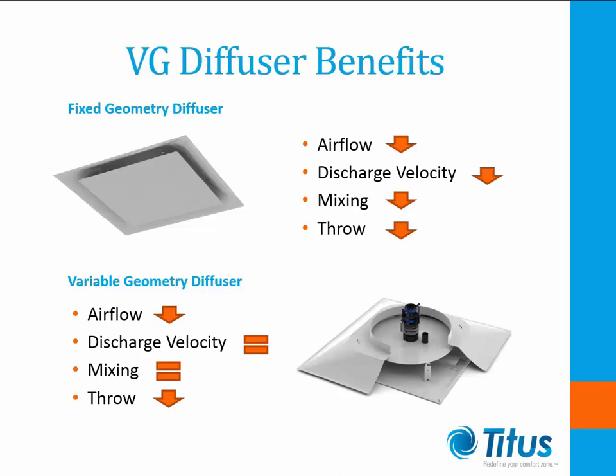When a VAV diffuser is used to decrease the airflow, the discharge velocity and mixing remain equal to standard diffusers over a much broader range. The throw distance will go down slightly, but not as much as a fixed diffuser.